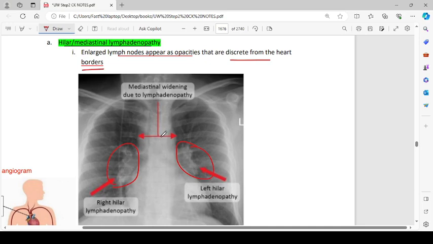It has nothing to do with the heart borders. This is the heart border, and here we can see lymphadenopathy, and the same is true here. Mediastinal widening due to the lymphadenopathy is present.